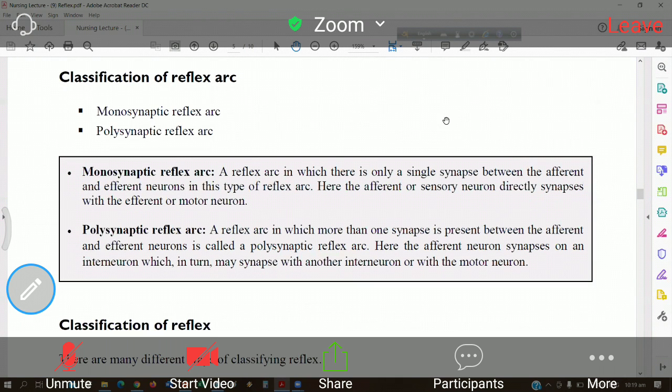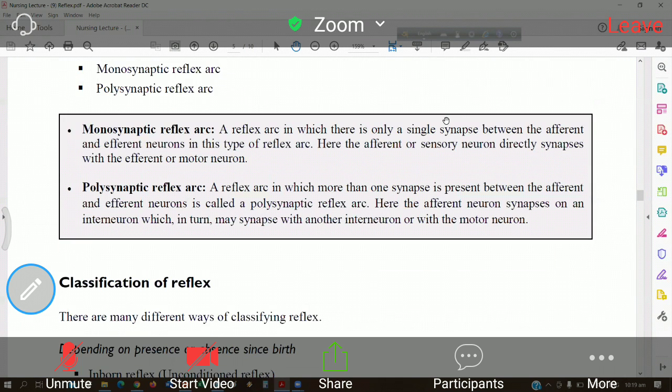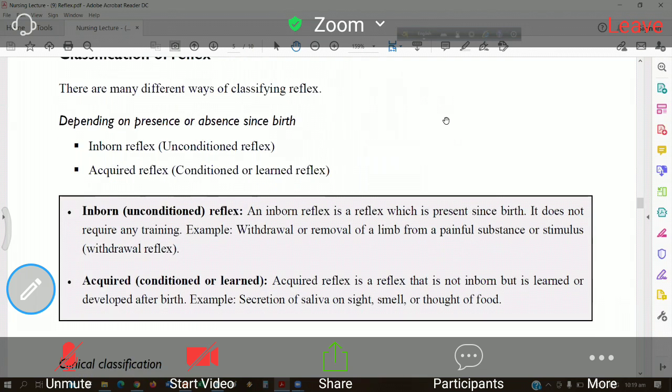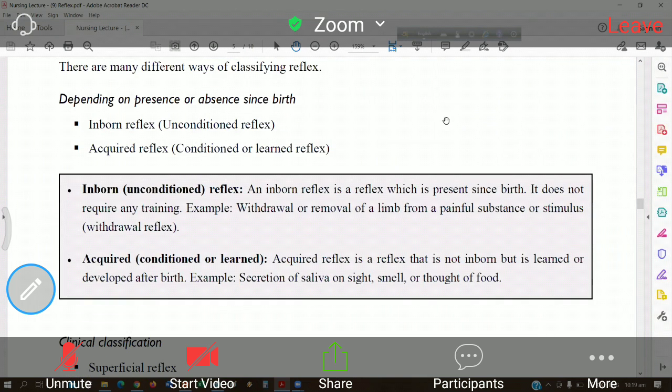Then we have classification of reflexes. Reflexes may be classified in many different ways. One of the ways is whether reflexes are present or absent at the time of birth. If reflex activities are present at the time of birth, they are called inborn reflexes or unconditioned reflexes. An inborn reflex is a reflex which is present since birth. It does not require any training.